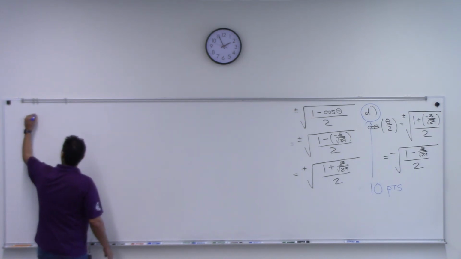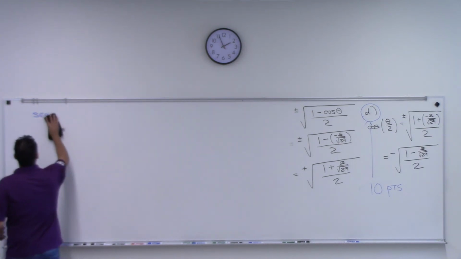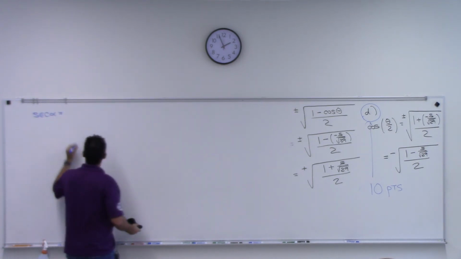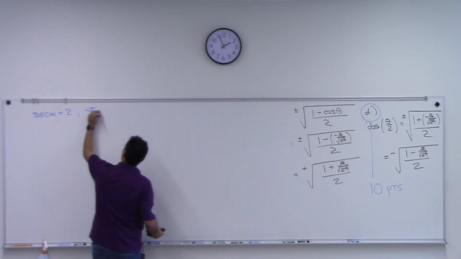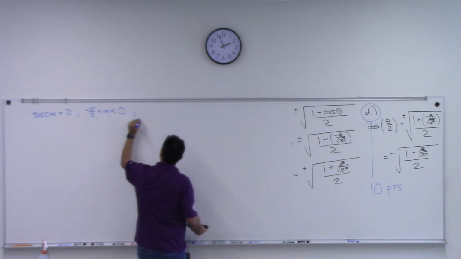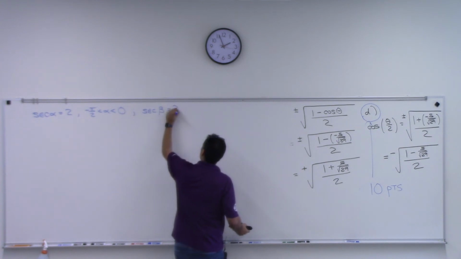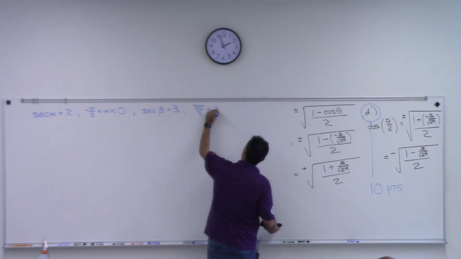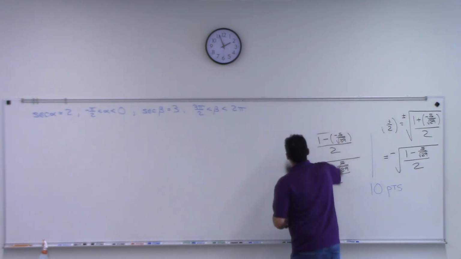I have secant alpha. No, that's not secant alpha. Secant alpha is given to me to be 2. And I'm told that alpha is between negative pi over 2 and 0. Interesting, okay. And then I'm given some more information. Secant of beta, that's a different angle, right, is 3. And I'm told that 3 pi over 2 is less than beta, which is less than 2 pi. All right, that's what I'm given.